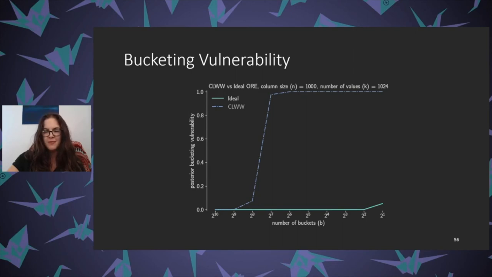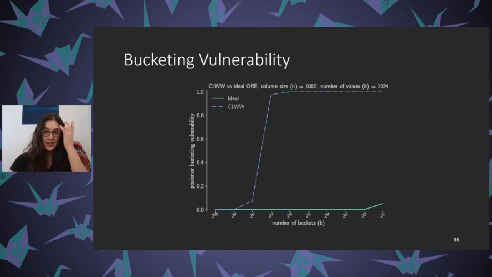So you can see at the far bottom left, with 2 to the 10 buckets, this corresponds to an adversary wishing to guess all 10 bits, and then the first 9 bits, and then the first 8 bits, and so on. And so if we look at the green ideal ORE line, we can see that the vulnerability of the secret is really small consistently. It's only when the adversary wants to know if the secret is in the top half or the bottom half do they have any type of success.